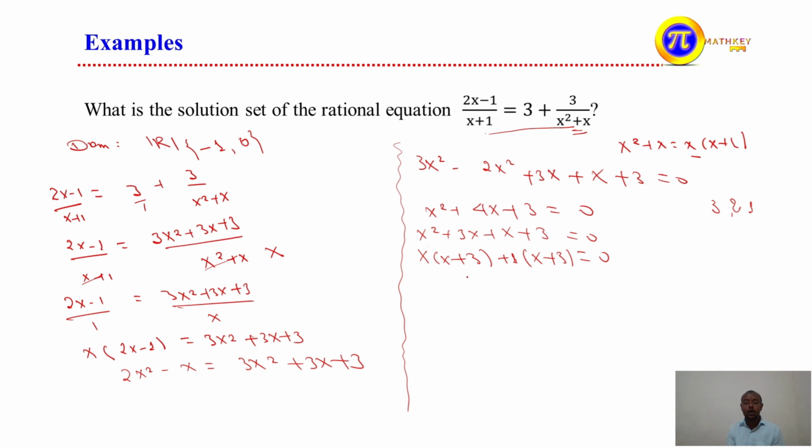So we can express this as a product of two factors. That means x plus 1 times x plus 3 is equal to 0. What is the value of x? x is equal to negative 1 or x is equal to negative 3. So check whether these values are in our domain or not. Negative 1 is not included in our domain. So the only solution set that we have is negative 3. It doesn't include negative 1. So we can express its solution set like this.